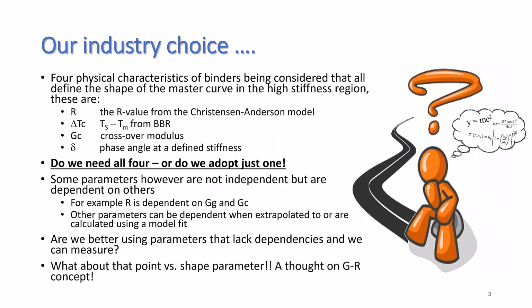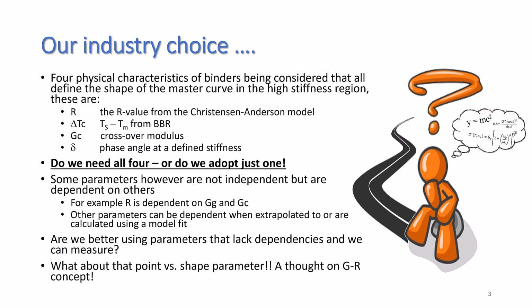So our industry choice. At the moment, we have several parameters that are being proposed. The R value from the Christensen-Anderson model, the delta Tc from the bending beam rheometer, the phase angle that is in the specifications based on work that Pavel Kriz did, and some folks have looked at the crossover modulus previously. The question that I have is, do we need all four parameters, or can we just adopt one? All of those parameters define the shape in the high stiffness region of the master curve.